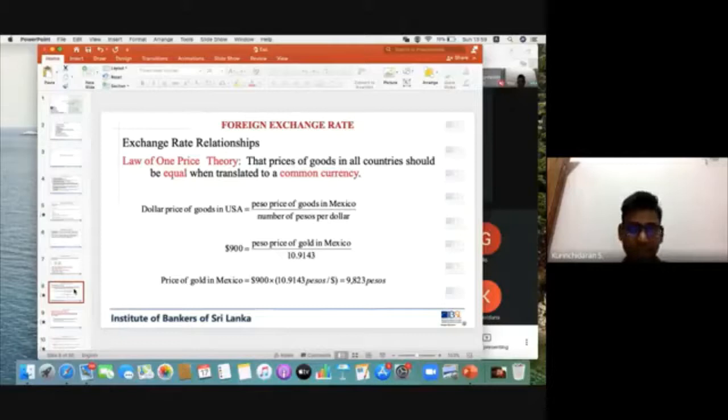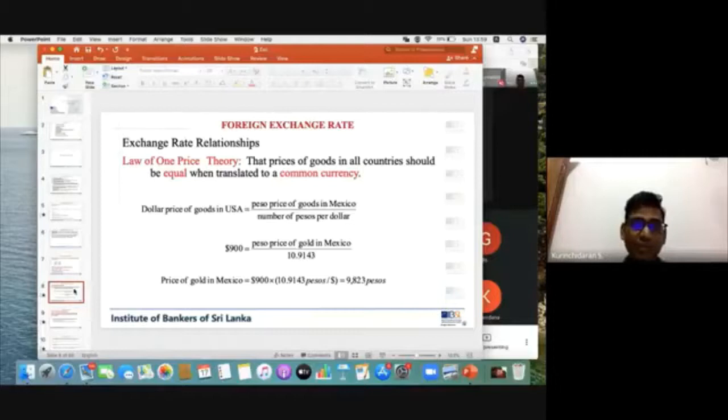I repeat again. You take a good in the US, you know the price in USA in USD, and the same good you find in Mexico, and then you convert the price of the good to USD. If you compare both prices in USD, that should be the same, right? How do we get that?